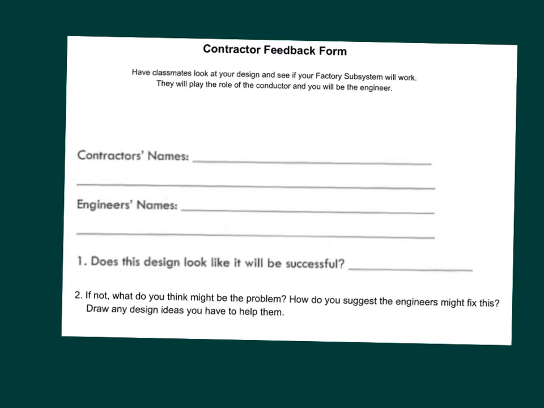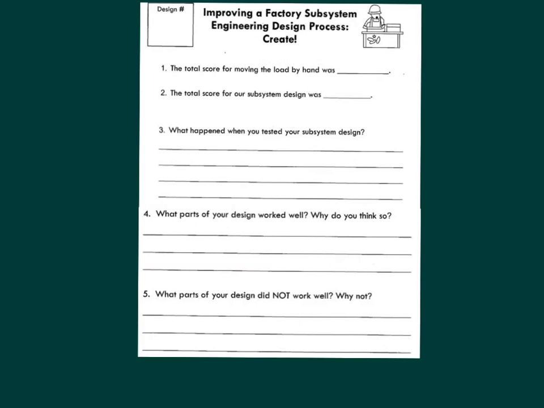Contractor Feedback Form. Have classmates look at your design and see if your factory subsystem will work. They will play the role of the contractor and you will be the engineer. Contractors' names, engineers' names. 1. Does the design look like it will be successful? 2. If not, what do you think might be the problem? How do you suggest the engineers might fix this? Draw any design ideas you have to help them.